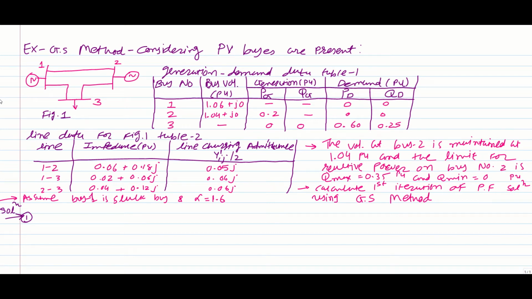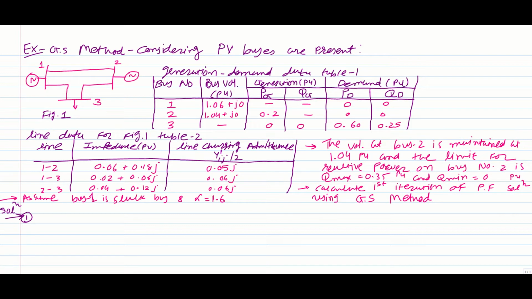Hello students, today we are going to calculate the example on GS method, considering the case where PV buses are present. So here the data of the example is given. We have to calculate the first iteration of power flow solution using GS method for the given network.